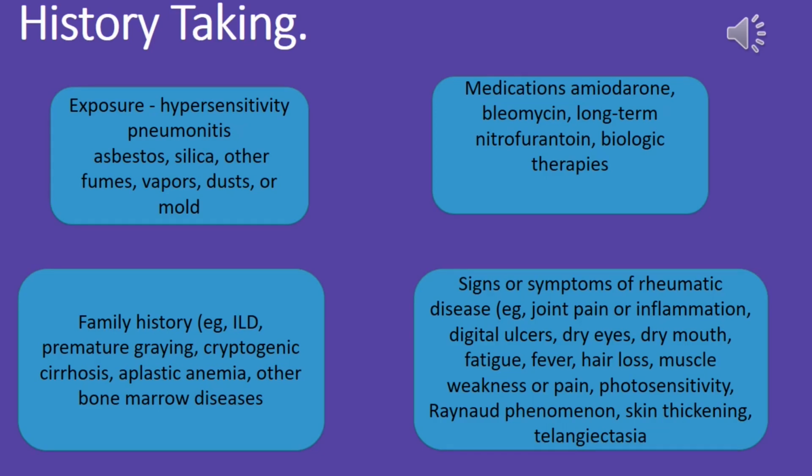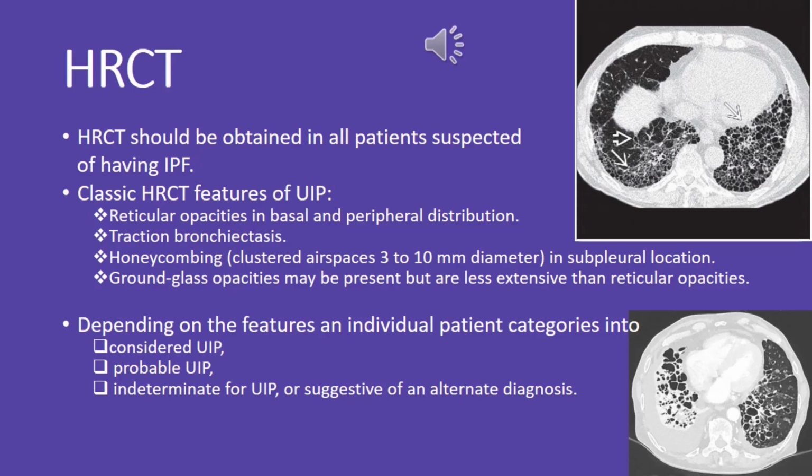Be attentive to signs or symptoms suggestive of rheumatic disease, such as joint pain or inflammation, digital ulcers, dry eyes, dry mouth, fatigue, fever, hair loss, muscle weakness or pain, photosensitivity, Raynaud phenomenon, skin thickening, or telangiectasia. High-resolution computed tomography, or HRCT, should be obtained in all patients suspected of having idiopathic pulmonary fibrosis, or IPF.